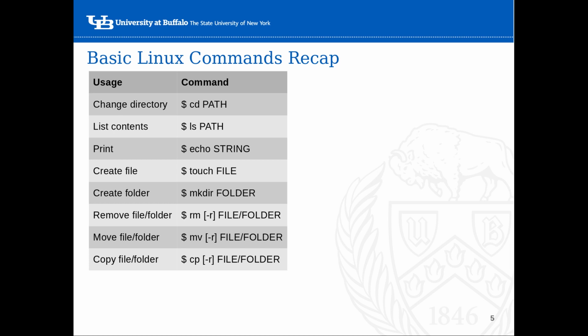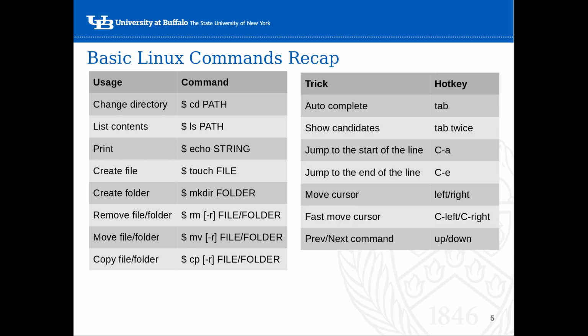In the second part, we also learned some tricks, right? When you do these things, there are tricks that help you do them more efficiently. The first is auto-complete. You use tab, and it helps you auto-complete the path you're typing. The second is showing some candidates. For example, if you type S, but there are several folders or files starting with S, then you can double tap.